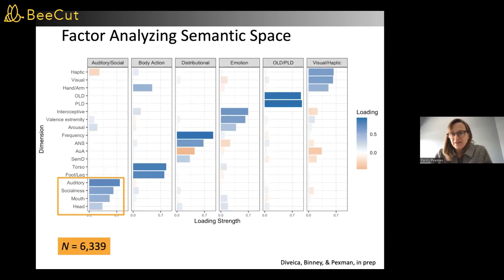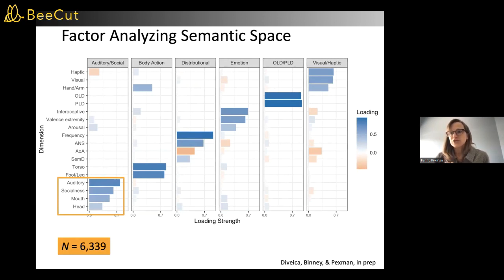And so this is a factor analysis with over 6,000 words, which is the largest we've ever conducted. So it's probably the largest factor analysis of semantic space that's been conducted with word forms. And we have a 6-factor solution. One of the big questions I had was, where will this new socialness dimension that we've characterized land? Because going into our work on socialness, I really thought maybe socialness was just emotion.